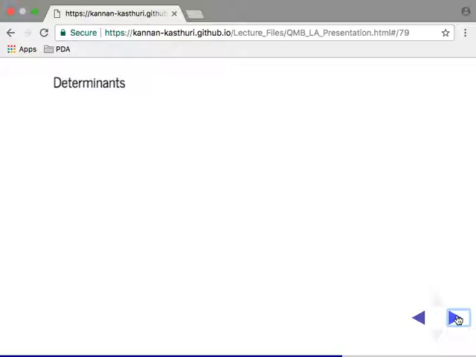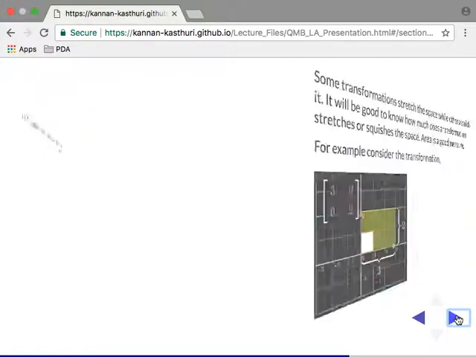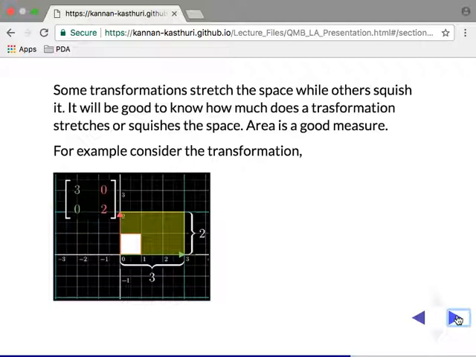It's fine. Determinants. How many of you know what determinants are? You know how to compute the determinant of a matrix? Okay. Yes, the purpose of computation is insight, not numbers. Remember, Richard Hamming. So some transformations, in the same language of transformation, some transformations stretch the space, but some of them squish. For instance, let's say this transformation 3, 0, 0, 2. What does it do? It takes i to 3, 0 and j to 0, 2. It expands the space.